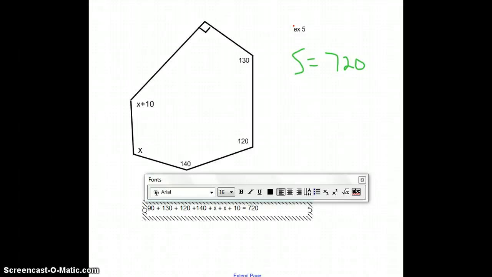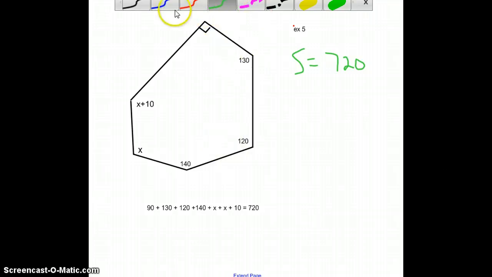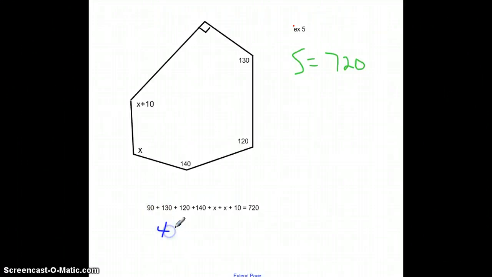Okay? Now, as we work with this here, we can start to combine like terms. Alright, so we add them all up, and what do we get here? 490, right? So 90 plus 10 is 100, 200, 300, 400, 440, 460, 490. Okay, so I did that. 490. I've got two x's here, and it's got to equal 720.